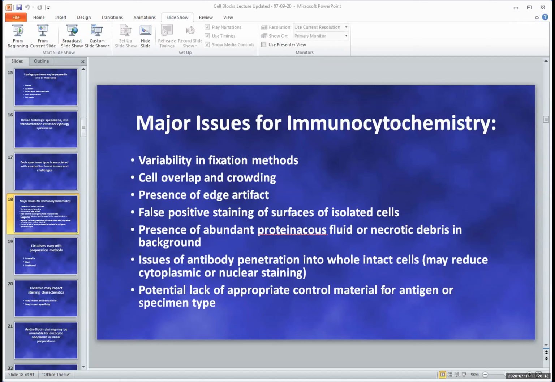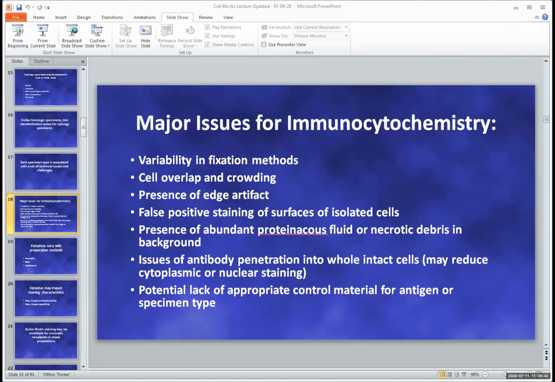In smears and cytospins, liquid-based preparations, many of the cells are single cells, and therefore there may be edge artifact because of very small groups or individual cells. And indeed, isolated cells, they're all edge in reality, so you can get false positive staining or at least artifacts that may be difficult to interpret when you're doing immunocytochemical staining.